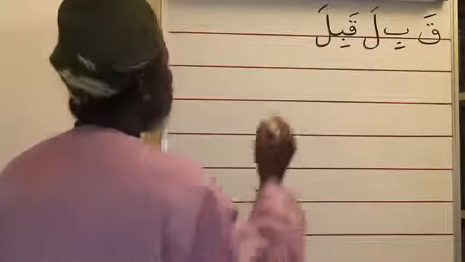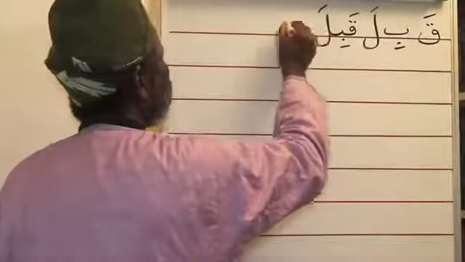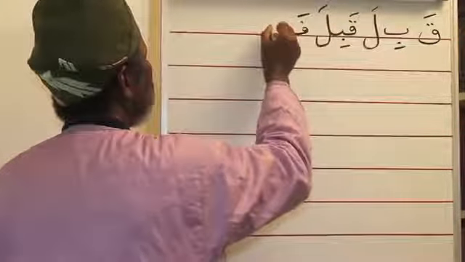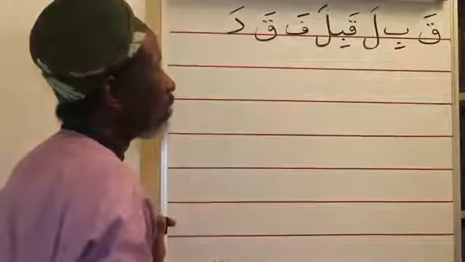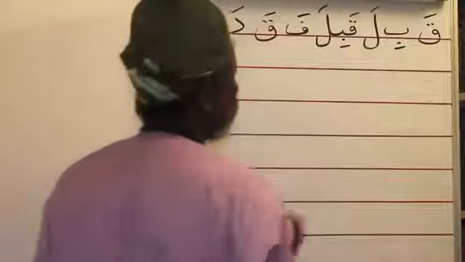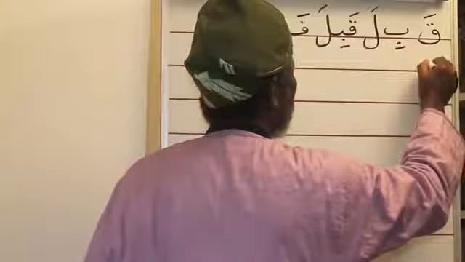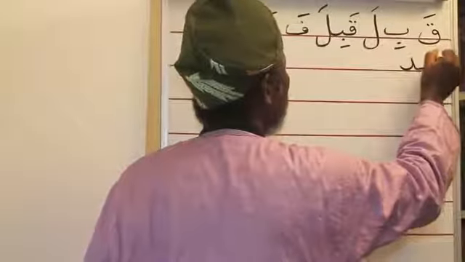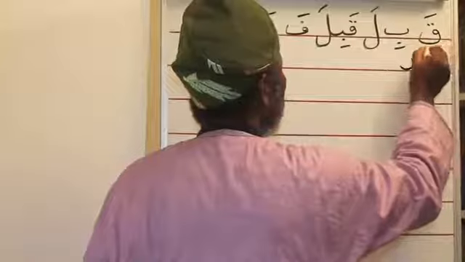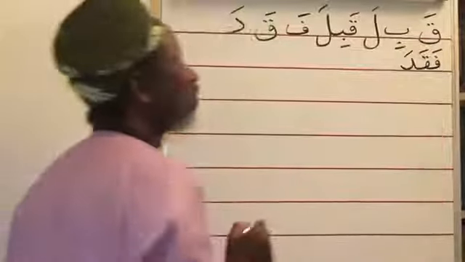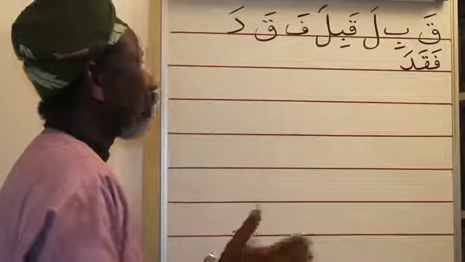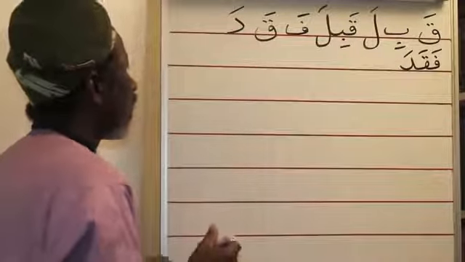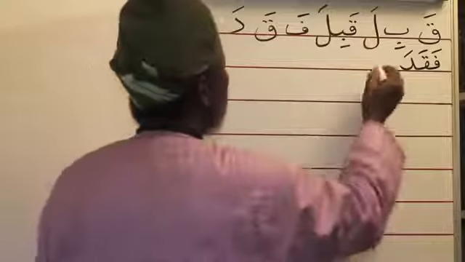Let's now do qaf in the middle. Faqada. Fa, qa, da. Faqada. Let's join that. Fa, qa, da. Faqada.